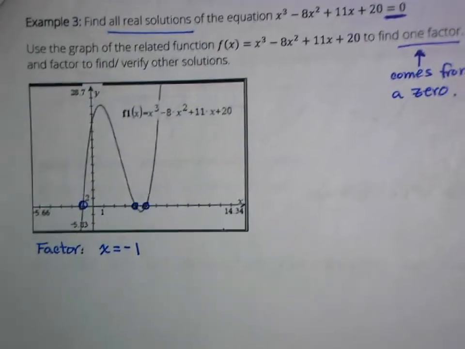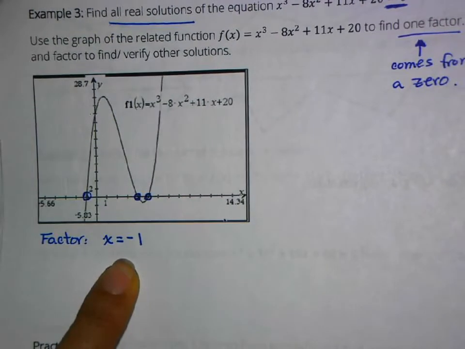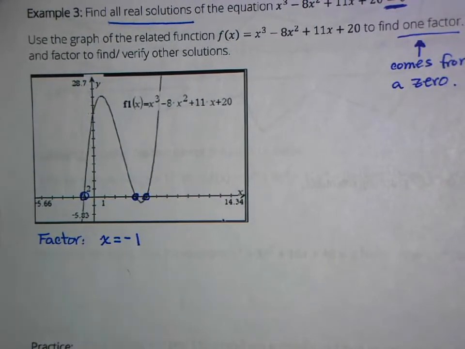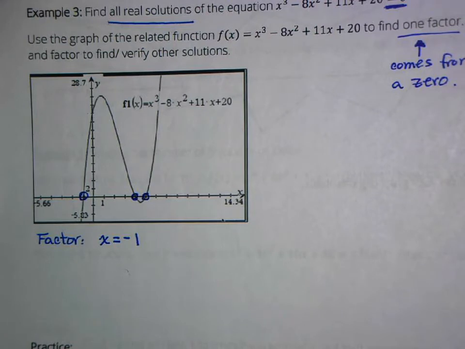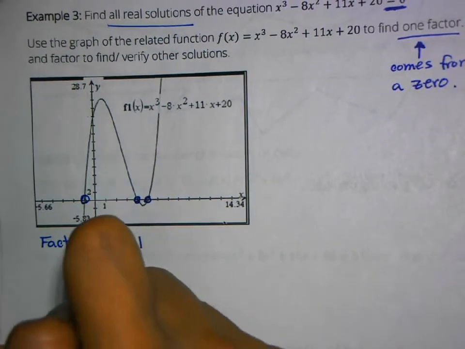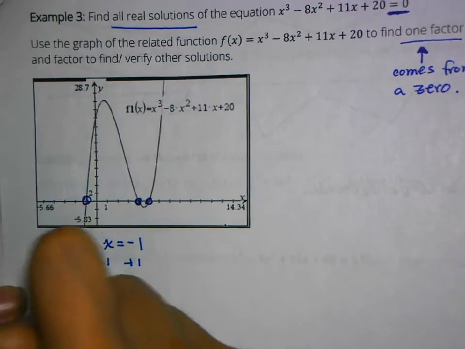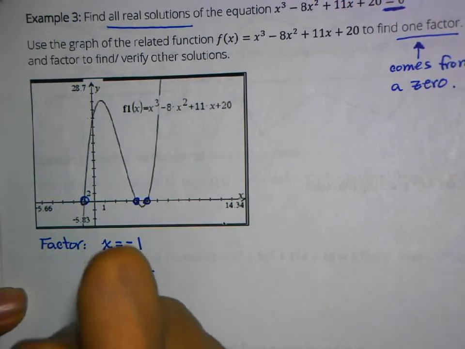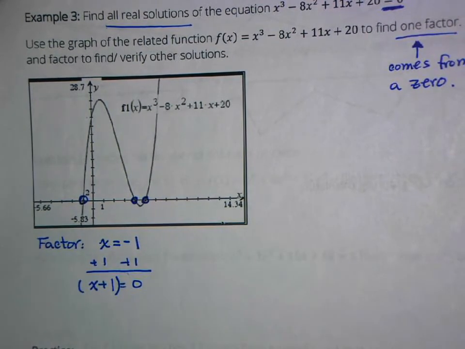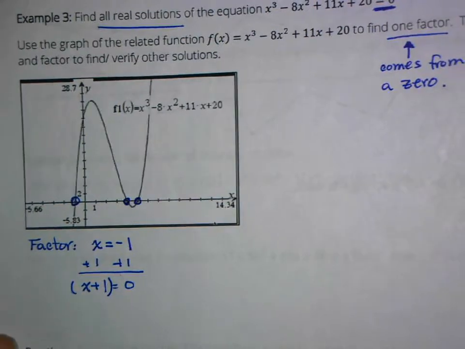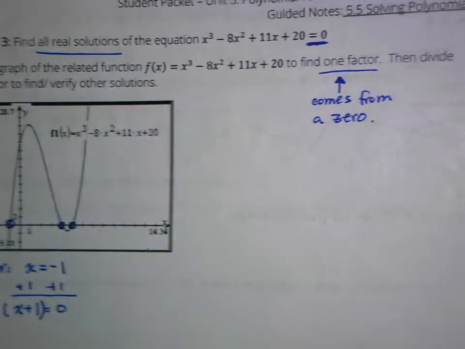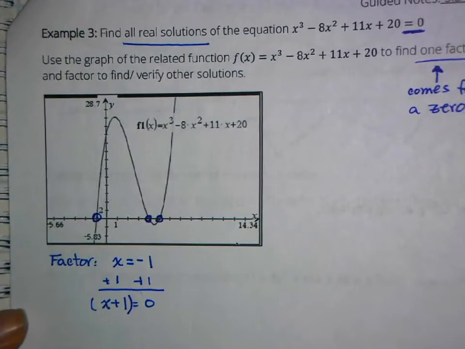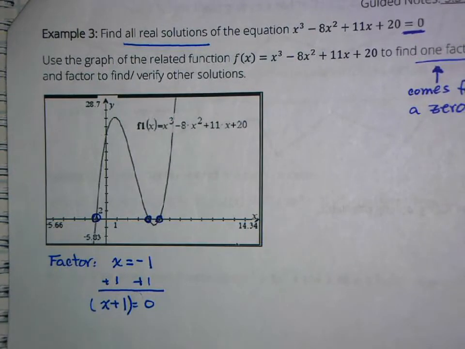So instead of keeping it as an x equals solution, we're going to go back one step. I want to make it equal to 0. In order to do that, I'm going to add 1 to both sides. So we have x plus 1 equals 0. And this is one of my factors. Now that I know one of the factors is x plus 1, it says then divide and factor to find or verify all the other solutions.